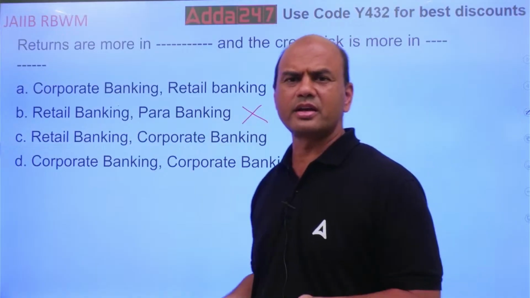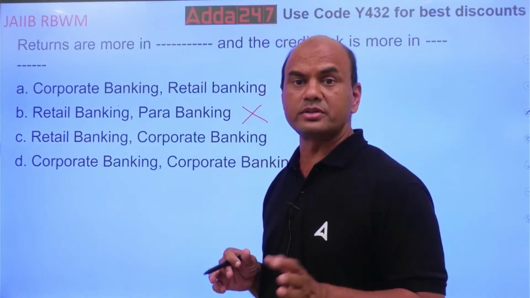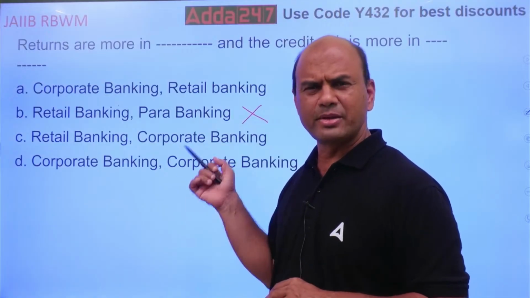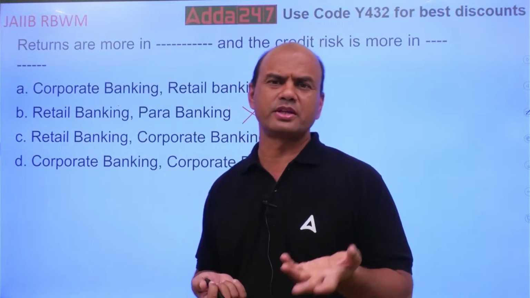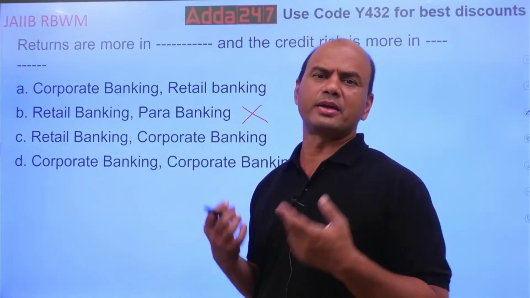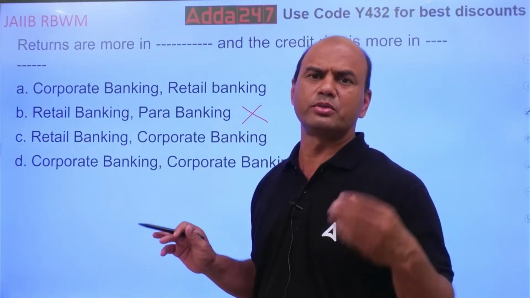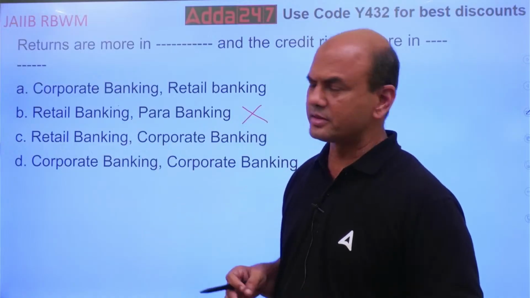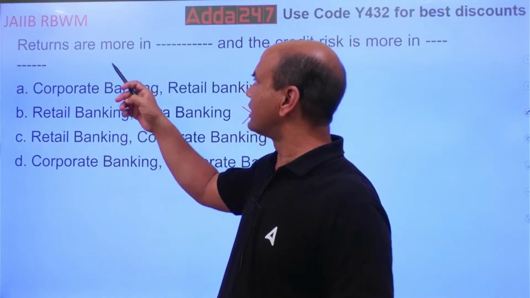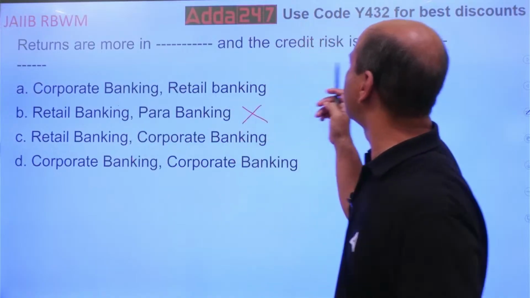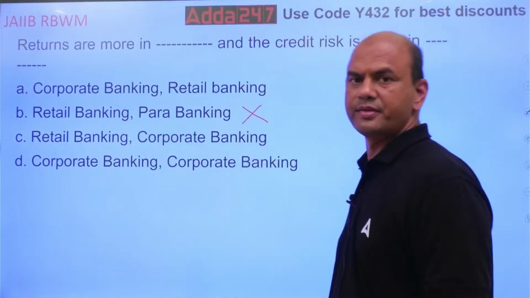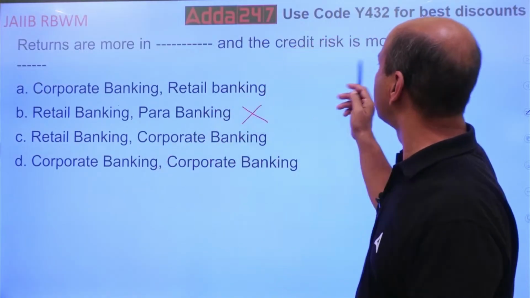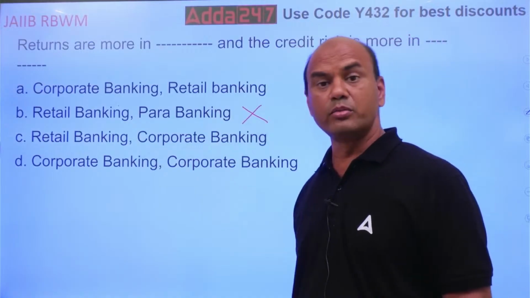You are not involved. Credit risk means what? Your money is lost because of the other person not paying you the EMI. In para banking, where is the question of EMI? Insurance. What is the EMI? You pay. I'll get my commission. Once I sell the insurance, you pay, you don't pay. That's up to you and that insurance company. Isn't it? Retail banking. Returns are more in retail banking and credit risk is more in corporate banking. And last one, returns are more in corporate banking and credit risk is more in corporate banking. Both are corporate banking.